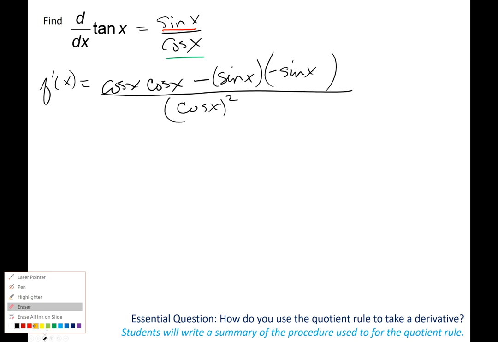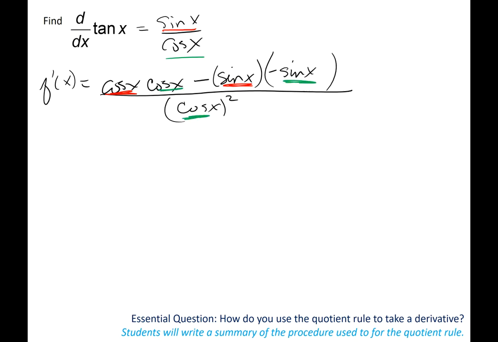Okay, so I'm going to track what happened. I have red derivative, red original, green original, green derivative, green squared. Now, we're trying to prove what the actual derivative of tangent is, which I gave you last week. So we do need to simplify this. On this one and the next one, we are going to simplify.